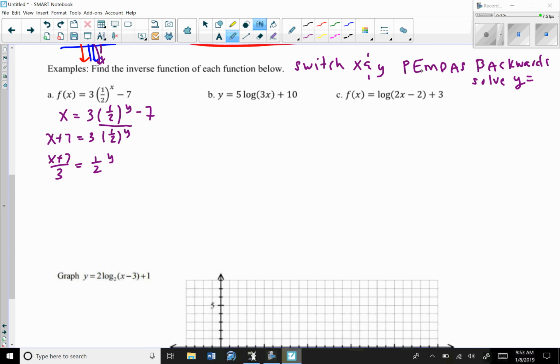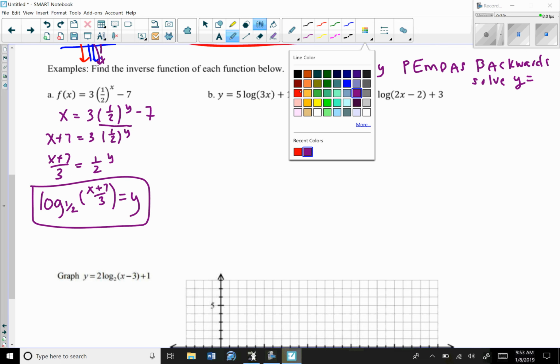Now we can do our exponent. To get y out of an exponent, the only way we can do that is to use logarithms. So this in logarithmic form would be the log, the base is 1/2. So the log base 1/2 of x plus 7 over 3 is equal to the exponent y, because remember, the answer to a log is an exponent. And that's how we get y, so it's no longer an exponent.